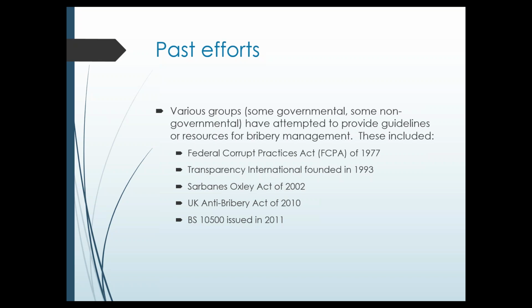Transparency International has been around since 1993. They publish a report called the Corruption Perceptions Index, the CPI, and that is actually a key factor that PJR uses in determining the required audit time for an organization for ISO 37001.